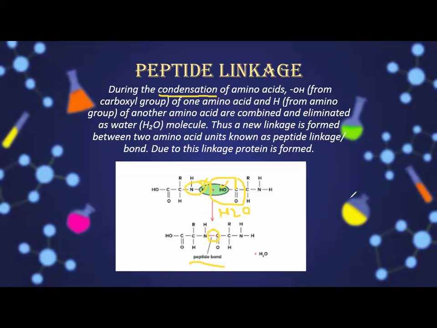So now, when an MCQ comes in the exam asking what type of linkage or what type of bond is present in the protein molecule, you can easily answer that the type of linkage or bond present between the amino acids to form a protein is known as a peptide bond or peptide linkage. I hope this is clear.